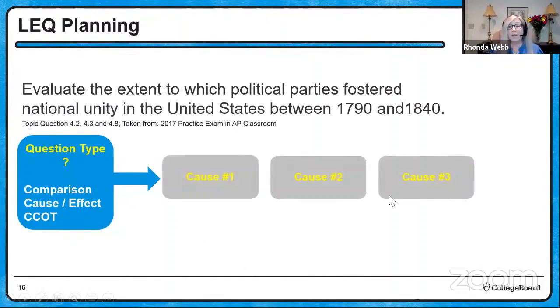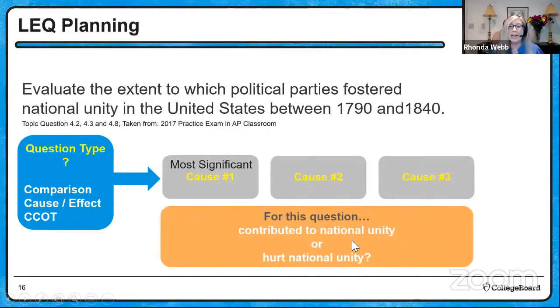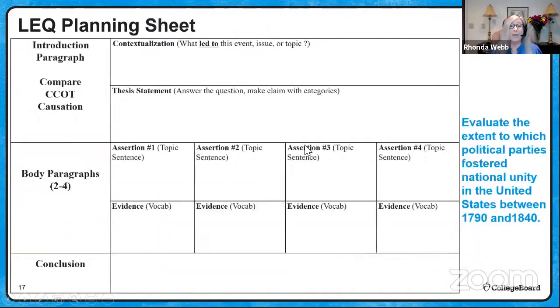So here we've got the causation part of this, and you come up with the causes, right? So if we're saying political parties, did they or did they not foster national unity? That's a causation question. But what you want to think about here in this one is, did the political parties contribute to national unity, or did they hurt national unity, right? So did it cause it, or did it hurt it? Which is really kind of the same thing. I hope that's making sense to you. And I'm going to show you how we would plan that out. So here is just a way that I felt like we could look at how you would frame an essay.